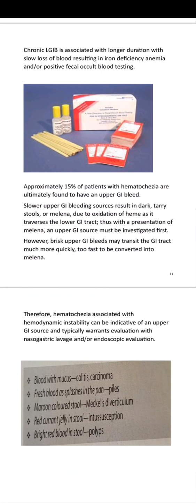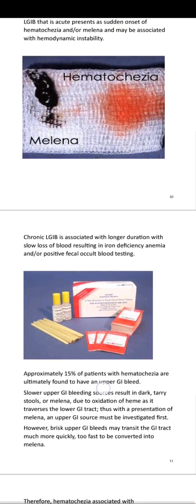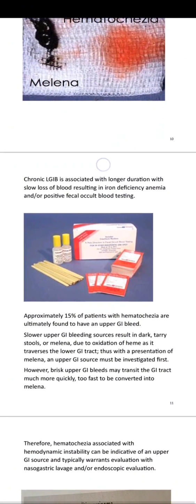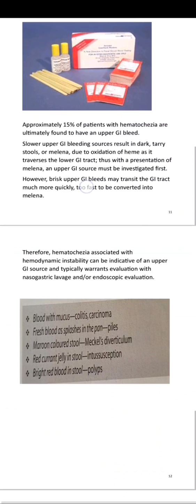As we said, approximately 15% of presumed lower GI bleeding has upper GI bleeding sources. Regarding the color we mentioned, yes, that's correct, melena is most likely from the upper GI, but that doesn't mean that lower GI bleeding cannot present as melena, and we have to have a high suspicion of upper GI bleeding when melena is present.